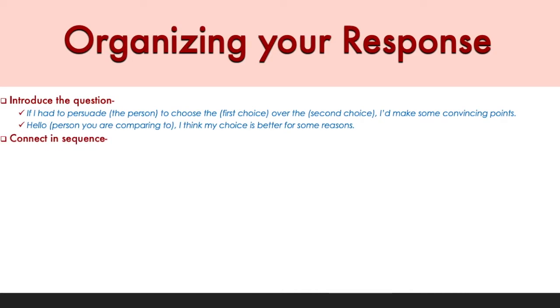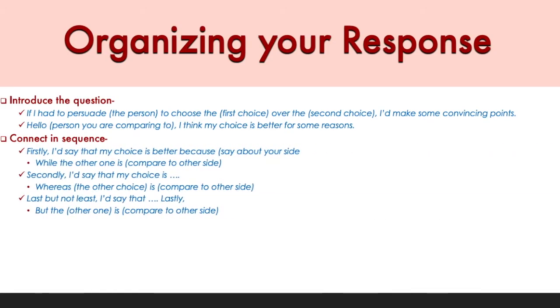Connect in sequence. Firstly, I'd say that my choice is better because, and compared to the other side, while the other one is. Secondly, I'd say that my choice is, whereas the other one is. Last but not least, I'd say that, but the other one is. It's always better to compare your choice to the other choice.